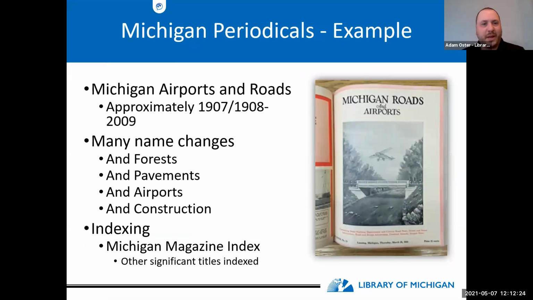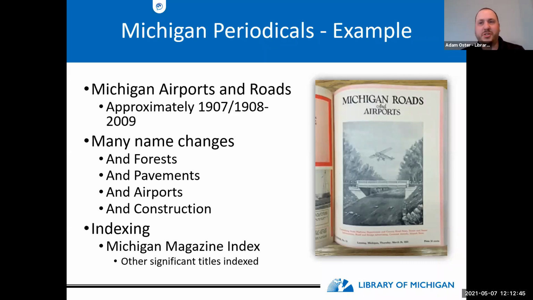Other periodicals that we have, just some examples. It could be everything from Michigan Airports and Roads, which was a periodical starting around 1907, 1908 that would go all the way up until the 21st century. Things like that. You can find the name changes of forests and roads and different construction.